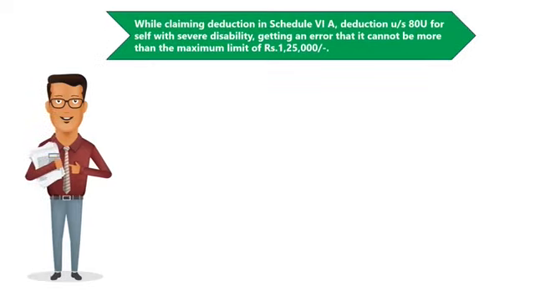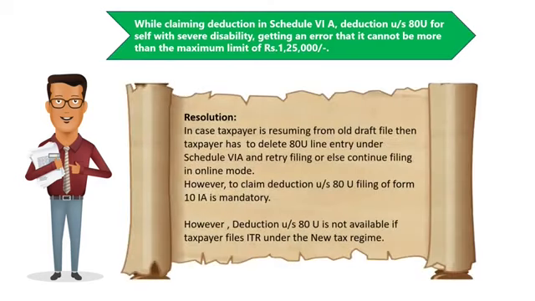Some taxpayers are reporting that while claiming deduction in schedule 6A, deduction under section 80U for self with severe disability, they are getting an error that it cannot be more than the maximum limit of rupees 1,25,000. First of all, it is to be noted that schedule 6A deduction under section 80U is available only in the old tax regime. If you are opting for the old tax regime, then only you would be able to claim this deduction. If you are facing the error while resuming from the old draft file, then you are required to delete the 80U line entry under schedule 6A and then retry filing or else continue filing in the online mode. Please note that in order to claim deduction under section 80U, filing of Form 10-IA is now mandatory.